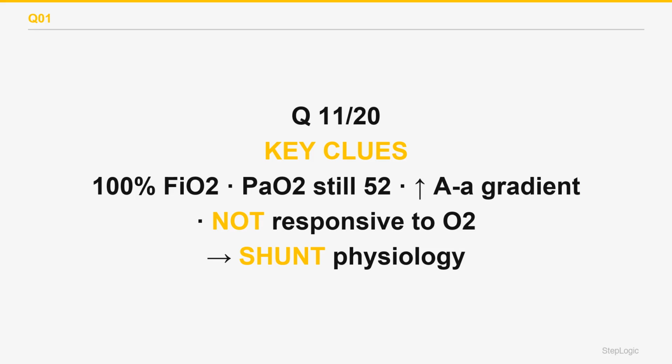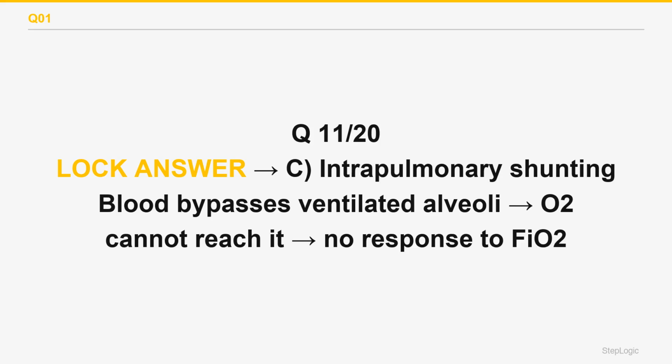In a shunt, blood completely bypasses ventilated alveoli. It flows through collapsed, flooded, or non-ventilated lung units and emerges fully deoxygenated into the pulmonary veins. Adding oxygen to working alveoli cannot help blood that never contacts them. Increasing FiO2 increases PaO2 in ventilated units, but the shunted blood mixes back and pulls the overall PaO2 down.